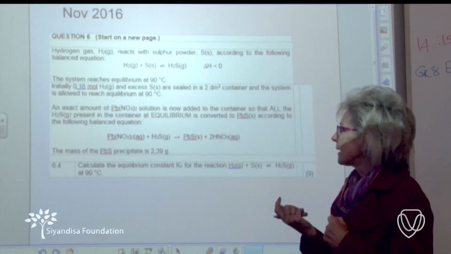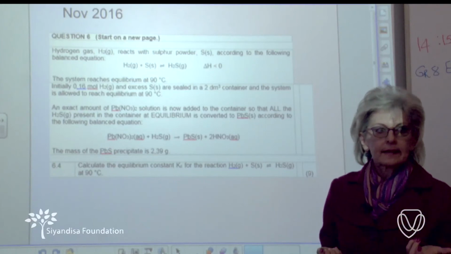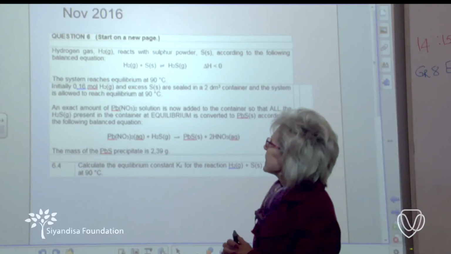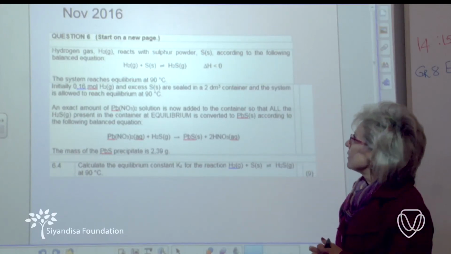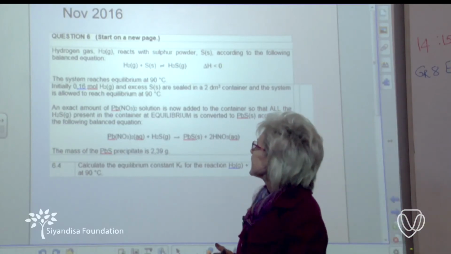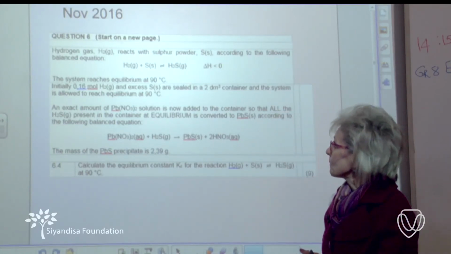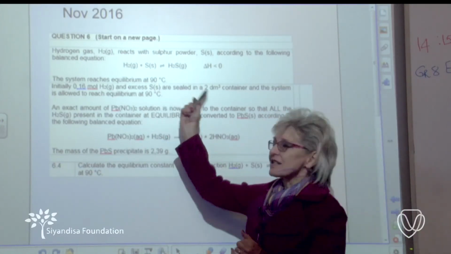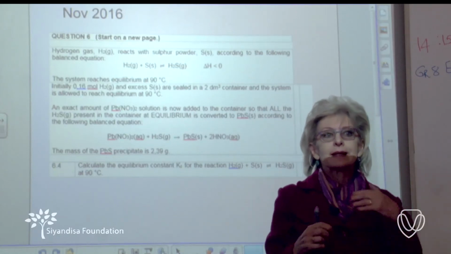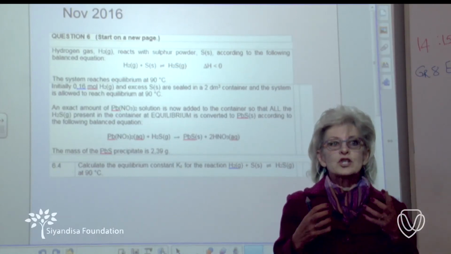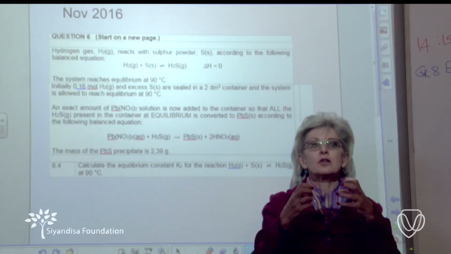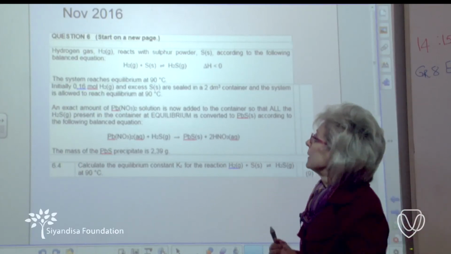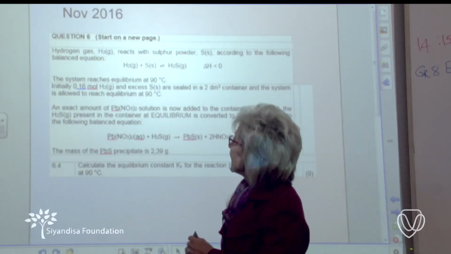So let's read carefully, and the best advice I can give you is write down the values as you read along. So hydrogen gas H2 reacts with sulfur powder according to the following balanced equation, H2 plus S giving H2S. It's exothermic. It tells us the system reaches equilibrium at 90 degrees Celsius. That does not really affect what you're going to do, except that you need to be on the lookout for questions where they may later tell you the temperature is now something different, because then your Kc value will change.